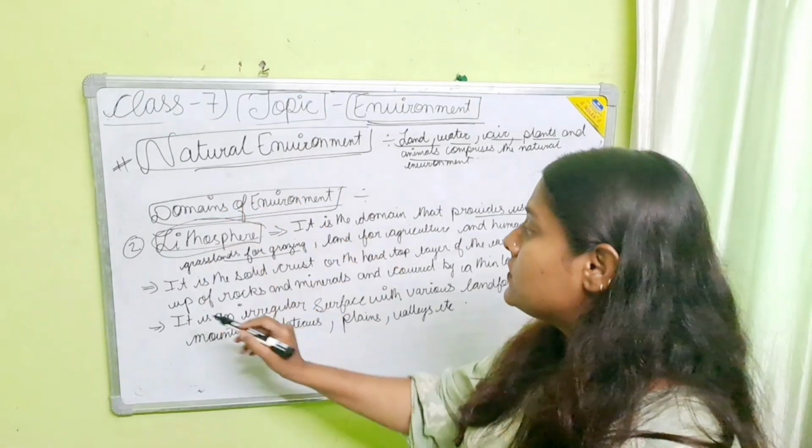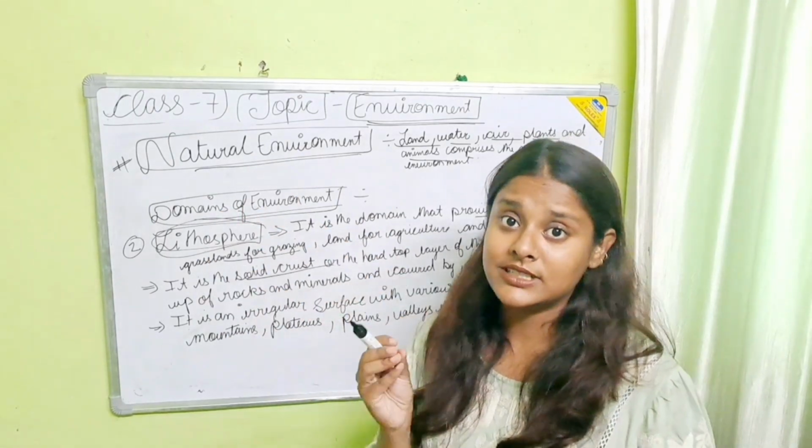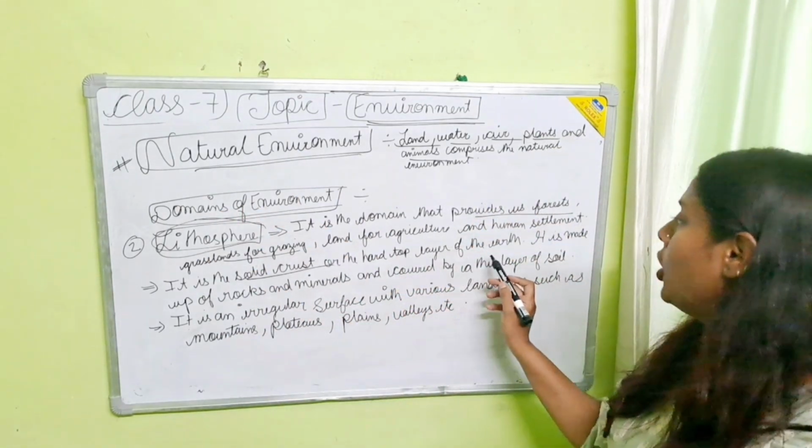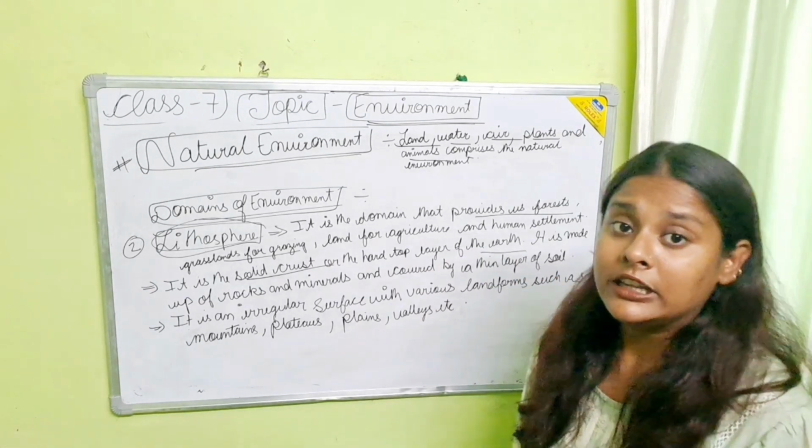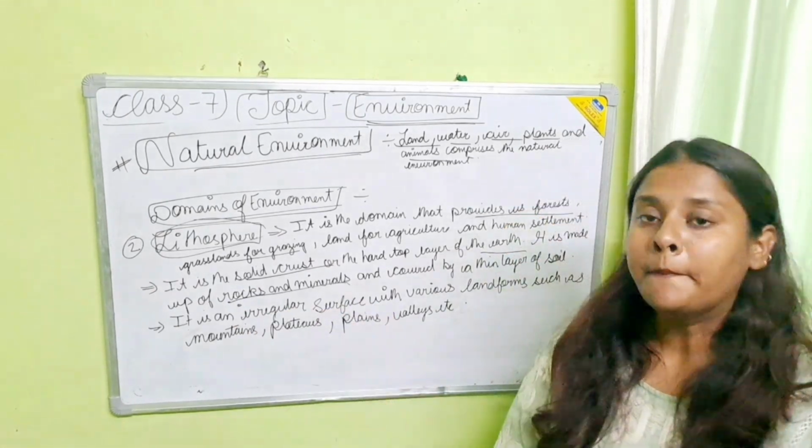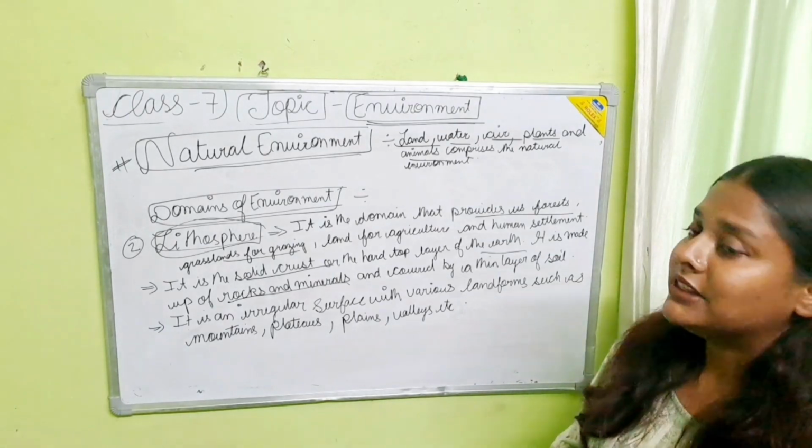Now, what is lithosphere? It is a solid crust and a hard top layer of the earth. Lithosphere is made up of rocks and minerals and covered by a thin layer of soil.